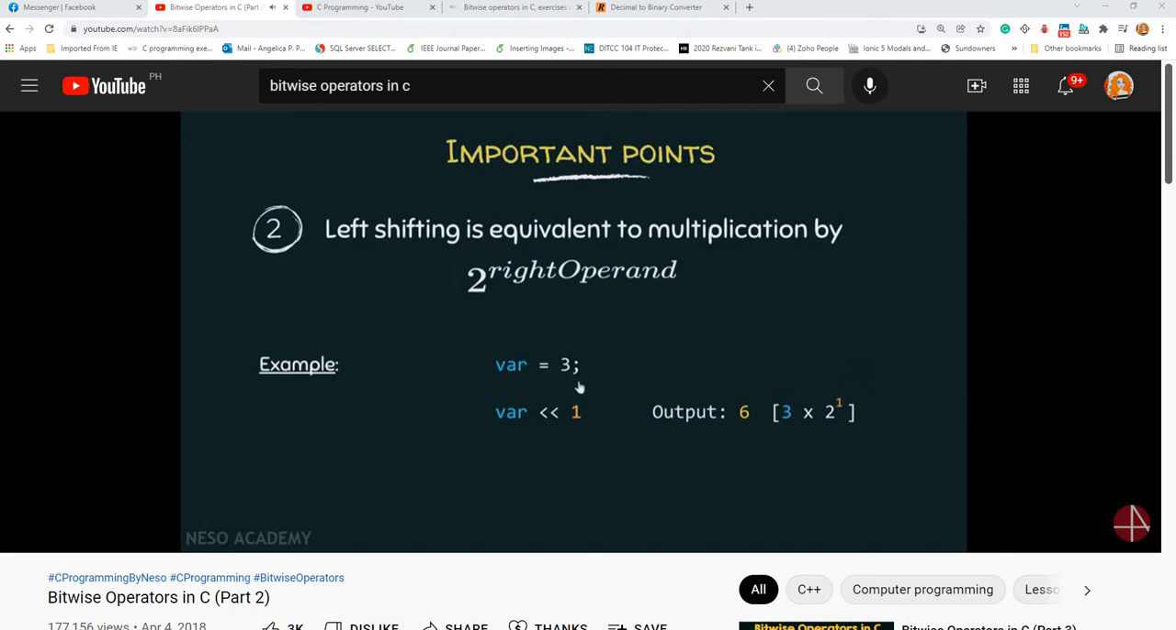And the left operand is 3. 3 is simply multiplied by 2 raised to the power of the right operand, which is 1. 3 into 2 is equal to 6 and that is our output.